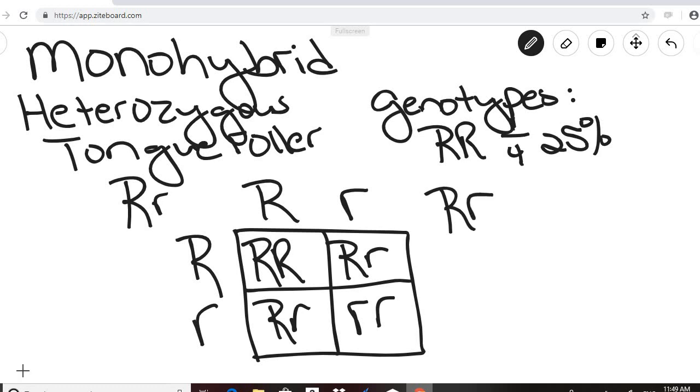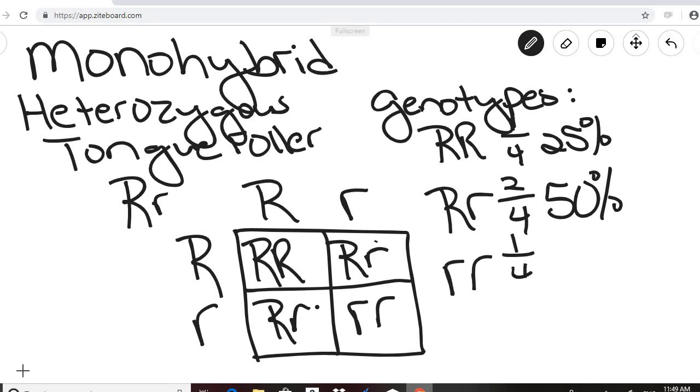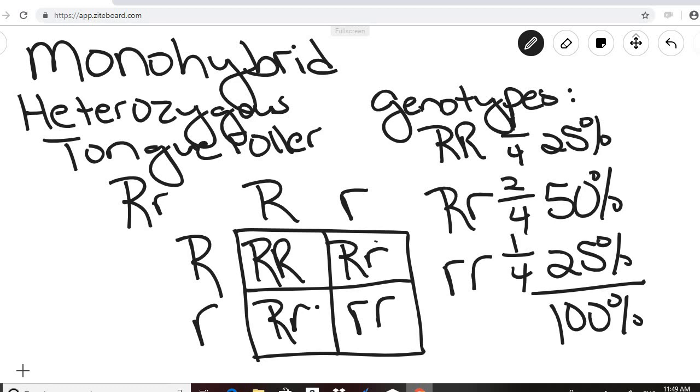We see that 2 out of 4 have this genotype, so that would be 50%. And then the other genotype is this one. Again, that's 1 out of 4, so that's 25%. And those percentages should add up to 100. Okay, so that's the genotype. 50% would be heterozygous, 50% would be homozygous with the dominant trait, and the other 25% would be homozygous with the recessive trait.